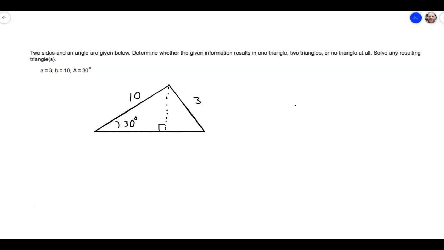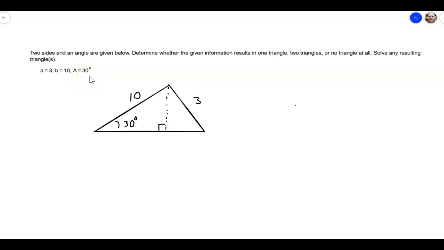Hey, this is Mr. Beckstrom, and today I'm doing an example from section 8.2. This is number 7, and it said two sides and an angle are given below. Determine whether the given information results in one, two, or no triangles at all. Solve any resulting triangles. So they give us the two sides and they give us an angle.